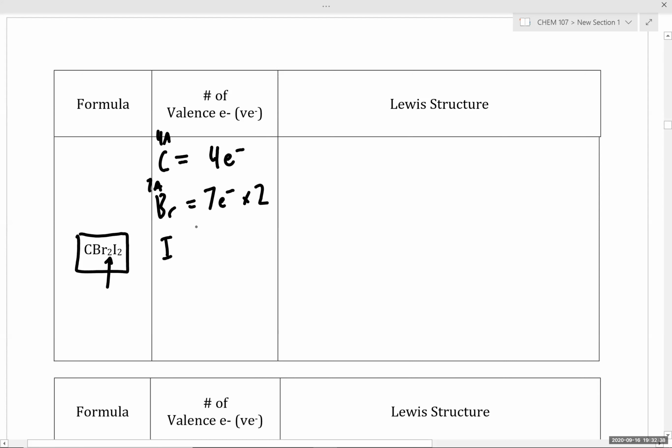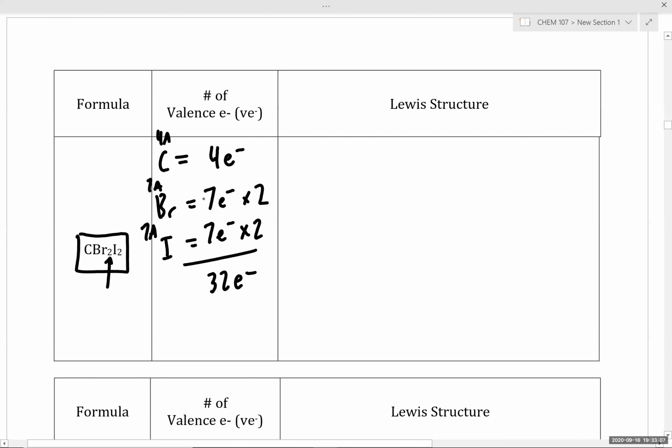For iodine, it's also a 7A element. So how many electrons does iodine have? 7. And we have 2 iodines. So we have 7 times 2 plus 7 times 2 plus 4. That gives us 32 electrons. And you can do this with your calculator.